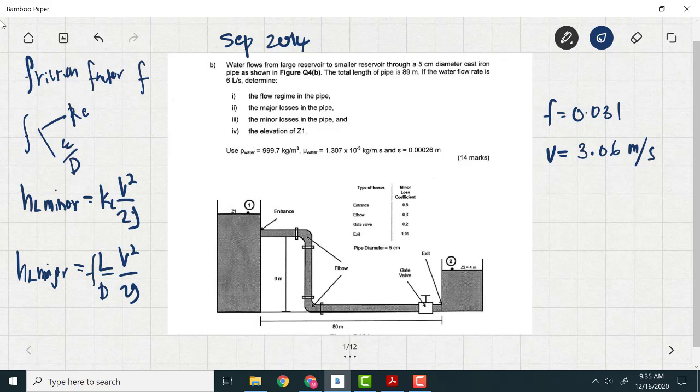Okay, alright, so for today's class, untuk kelas hari ini saya akan tunjukkan a few examples of how to solve problems involving minor losses and major losses only. So hari ini kita akan tengok major losses dan minor losses sahaja.